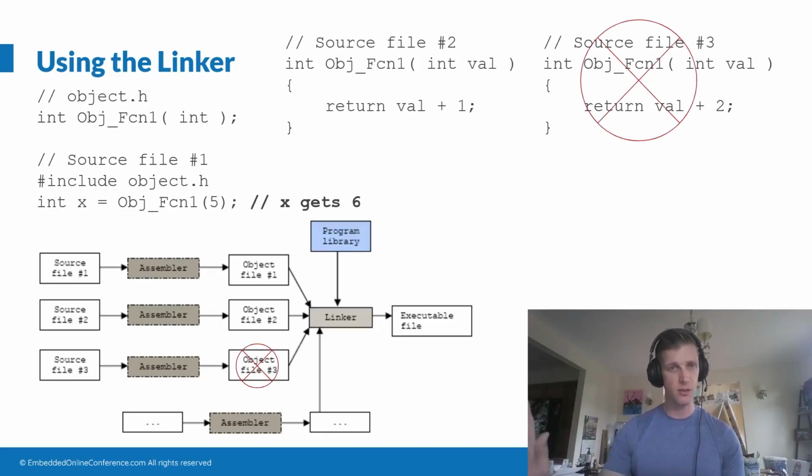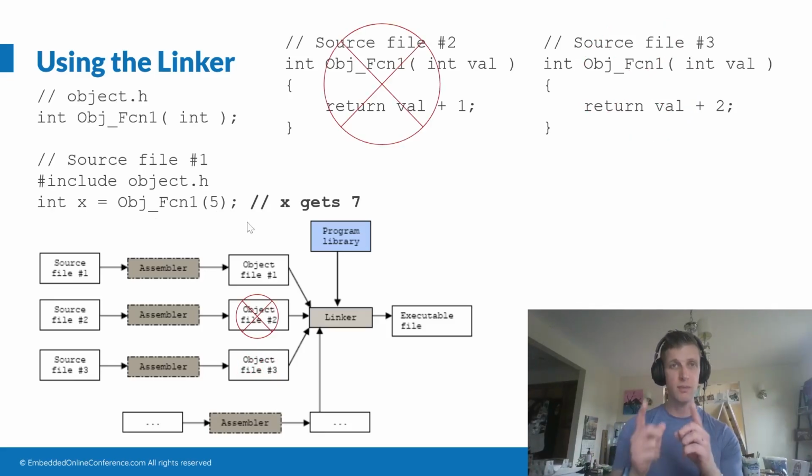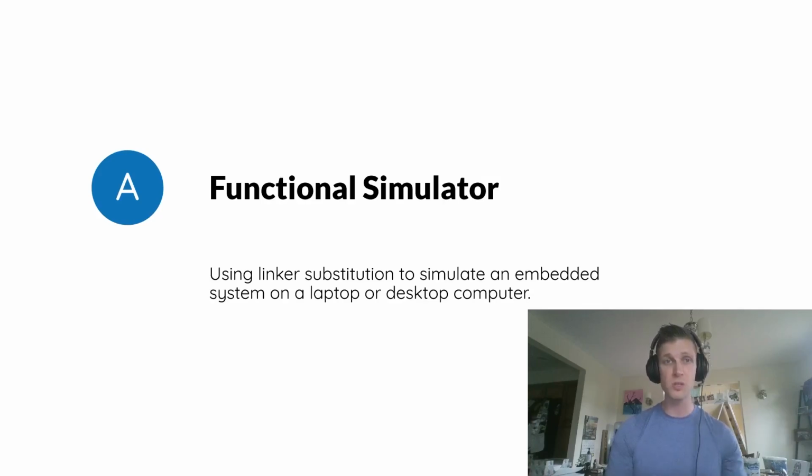If I don't give source file number 3 to the linker, but I do give source file 2, then this function will add 1 to whatever value it gets. And so you can see here in my pseudocode, if I call the function with the argument 5, the return value is 6. But if I exclude that function, and instead I give the linker the other one, the linker will happily use that function to implement object_function1, and now the variable x will get 7 instead of 6 because now I'm adding 2. So just by using the linker to include one of many possible function implementations, I can get some sort of polymorphic behavior. And this is really useful to make something called a functional simulator.